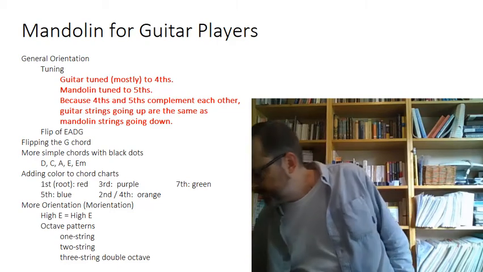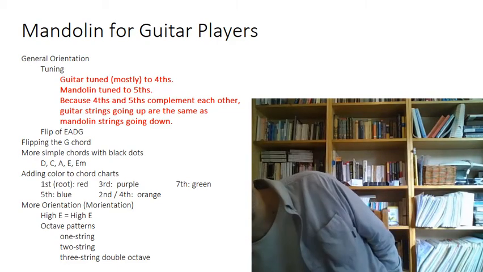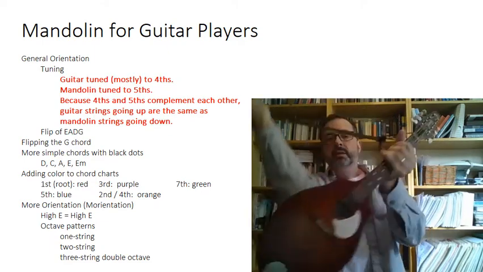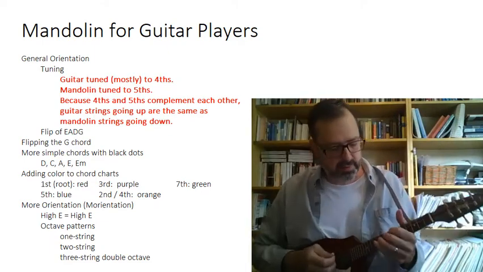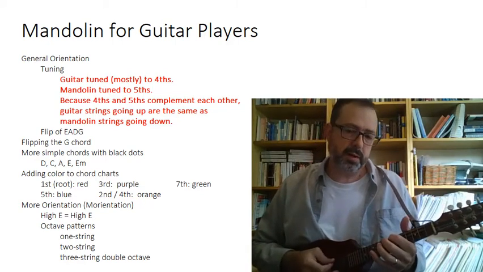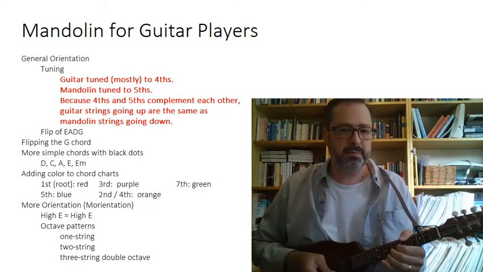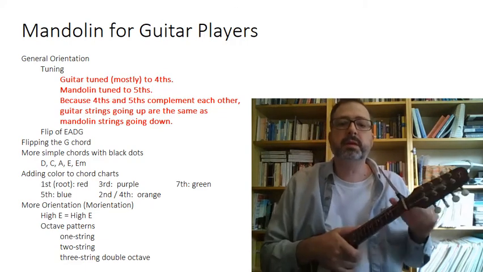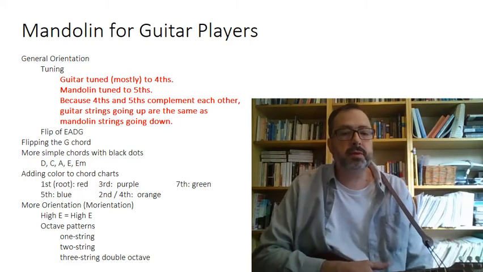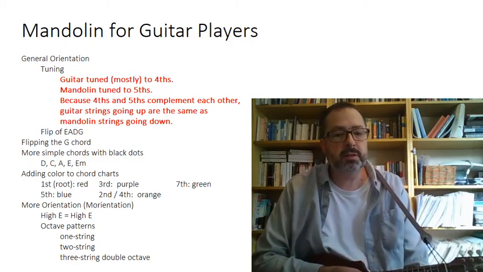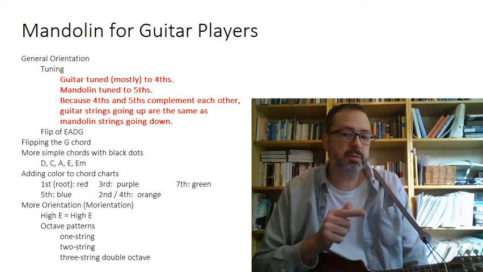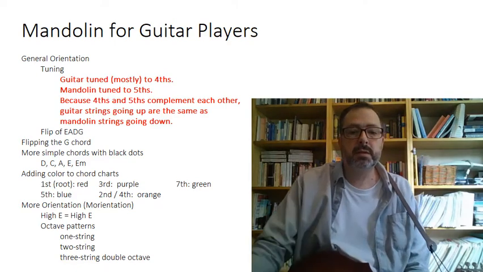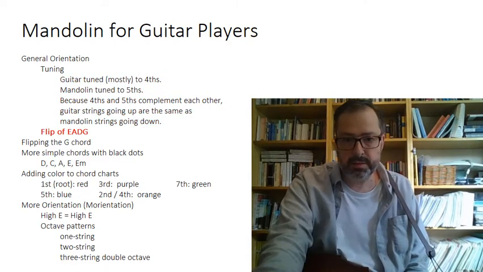But a mandolin is tuned just like a violin, where each string is a 5th above the previous. So you go to the 7th fret for tuning your mandolin. So that's 5ths. But because 4ths and 5ths complement each other, your guitar strings going up are the same as your mandolin strings going down. So we'll see how that plays out here.